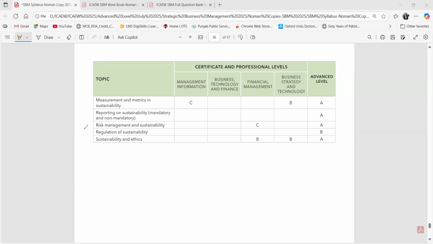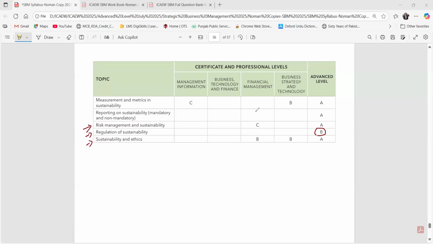Then we talk about risk management and sustainability, the relationship between risk management and sustainability, regulation of sustainability, sustainability and ethics basically. And again, these topics are at A level, except the topic of regulation of sustainability, which is at B level.